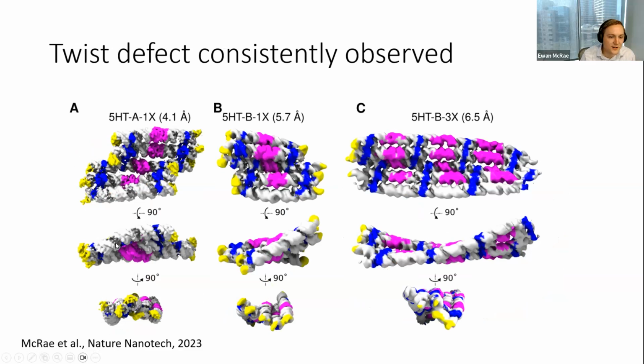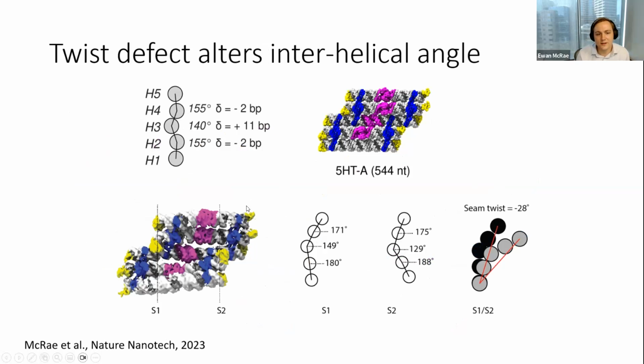And we observed this twist defect in all of our structures. Unfortunately, we characterized a whole suite of structures before we got this high resolution structure that gave us this extra information and an idea of how to correct it. But we consistently see this twist across all of our structures with the original design, which is exaggerated in structures that have multiple of these kissing loops. And if we look down the helical axis, we can see not only is this severe seam twist present, but our inter-helical angles are also thrown off.